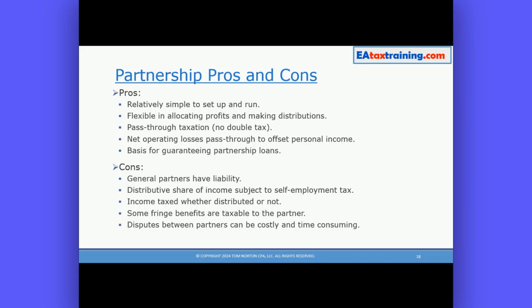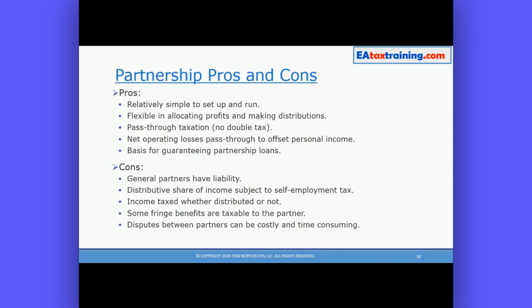The cons of being a partnership are that the general partners have liability and they can be sued, including their personal assets. The income that they get is subject to self-employment tax. The income is taxed whether or not it is distributed, as we talked about earlier. There are some fringe benefits that are not available to the partners or that they are taxable to the partners, even if they are available. And disputes between partners can be costly and time consuming.